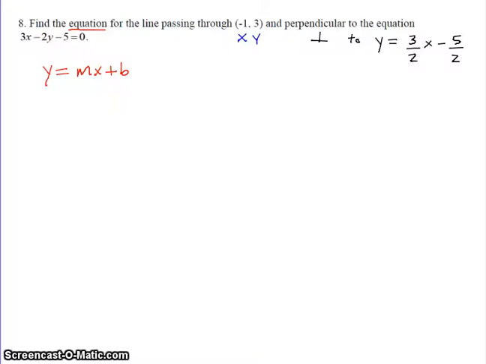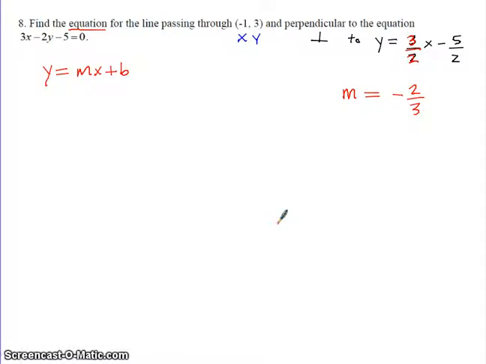Okay, so for this next one, we want to find y equals mx plus b for the equation that goes through that point and is perpendicular to that equation that I've solved for y. I solved for y because I need to figure out the slope. Perpendicular lines have negative reciprocal slopes, so that means that the line we're trying to find has a slope that is -2/3. So all I've done is taken this slope here, flipped it, and changed the sign. Perpendicular, negative reciprocal slopes. Parallel have the same slope.